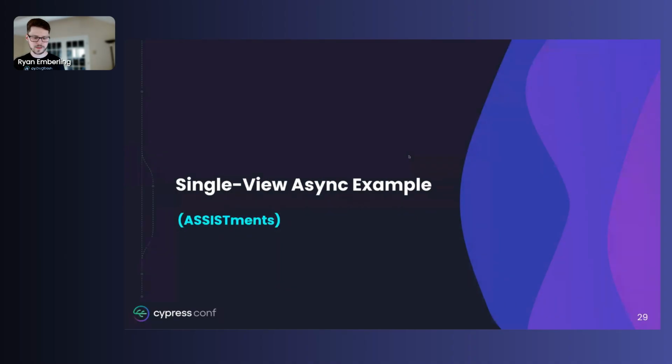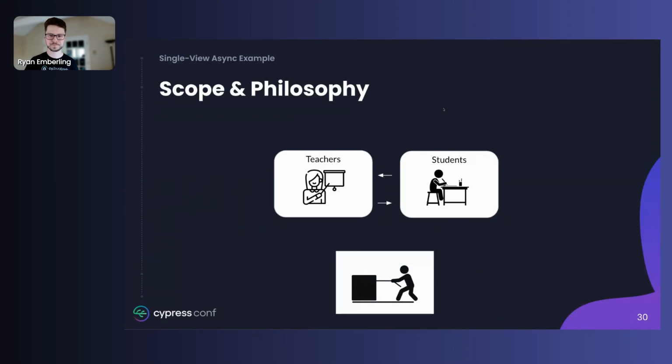So with the table set, as it were, with respect to what these different approaches to testing multi-user interactions are, and some of the overall technical requirements and general techniques for how we could apply those, let's take a look at examples of single view async, multi-view async, and single view real-time testing in the assessments and Cuddle contexts.